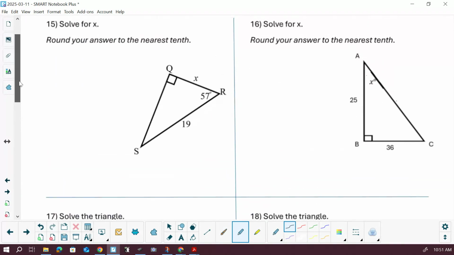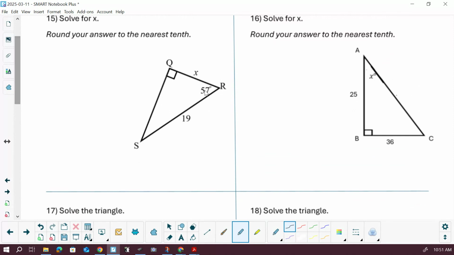Okay. Next one, 57 degrees. Okay, there's my angle. This is right next to it. It's adjacent. This is also next to it, but it's called the hypotenuse because it's opposite the right angle. Adjacent and hypotenuse is cosine. Cosine of the angle equals adjacent over hypotenuse.